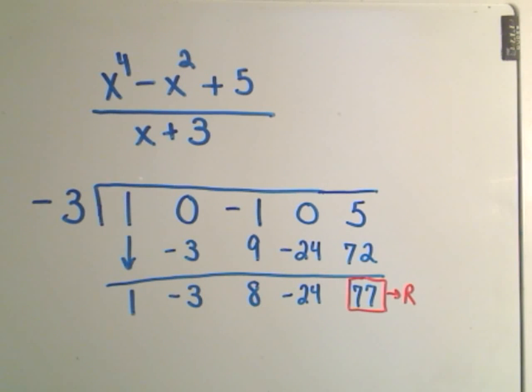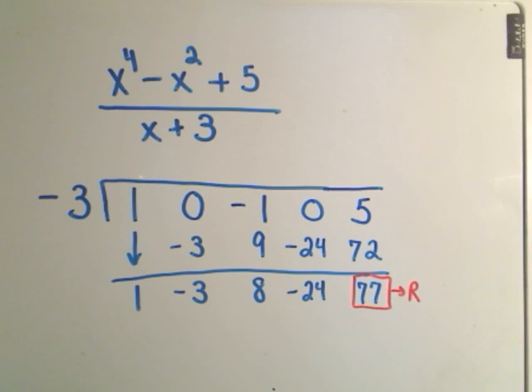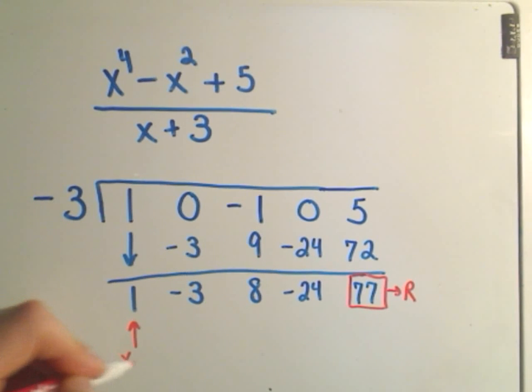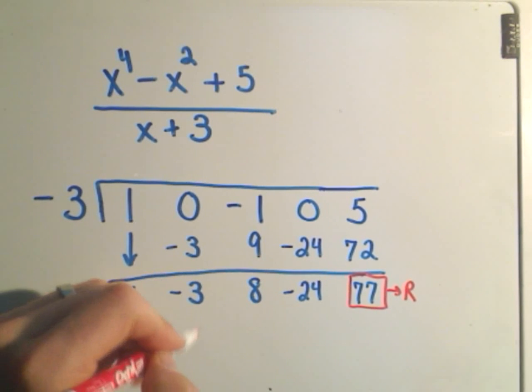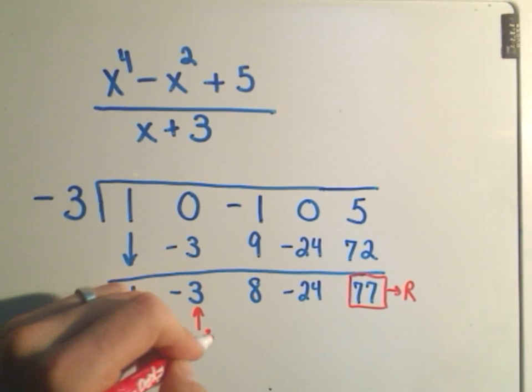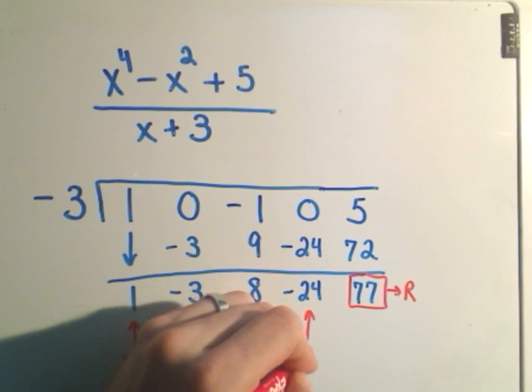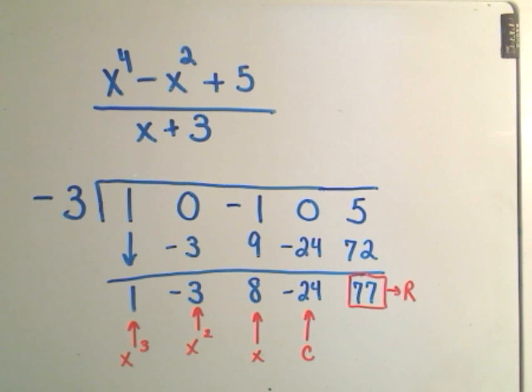Okay, and again, the highest power that we used in this problem was x to the fourth. That means the number that goes with the 1, that's going to be the coefficient of x to the third. This will be the coefficient of x squared. This will be the coefficient of x. This will be our constant term, and again 77 will be the remainder.